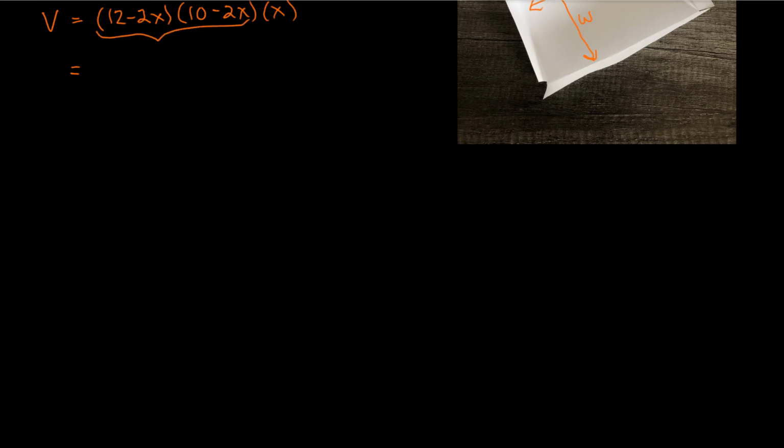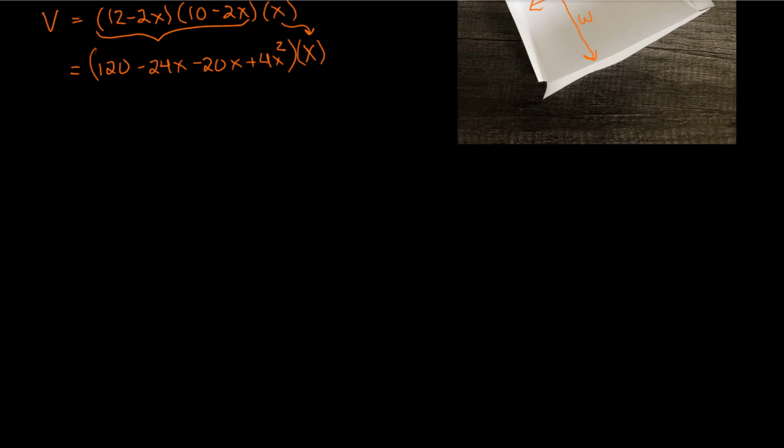these two together, which is going to give me the 12 times 10 is 120. The 12 times the minus 2x is minus 24x. Then we have the minus 2x times the 10, which is minus 20x. Then we have a minus 2x times a minus 2x, which is going to be plus 4x squared. Now be careful because we're not done. We still need to multiply everything by x.